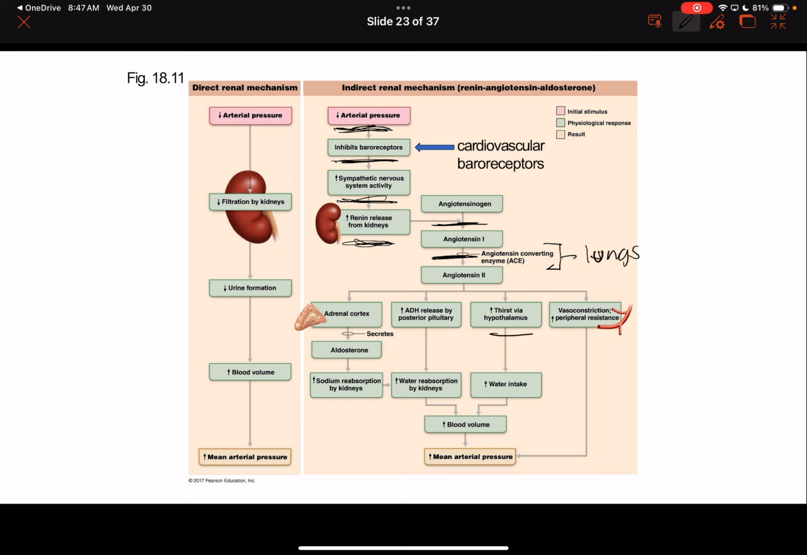We just talked about the thirst mechanism and ADH release, but we'll also have some aldosterone release from the adrenal cortex so that we reabsorb sodium, and sodium and water are closely tied. So anytime we reabsorb sodium, we'll also reabsorb water, which is going to increase blood volume and increase blood pressure. And then remember, through this pathway, we'll also get vasoconstriction to have a temporary increase in blood pressure. But remember, this is a short-term response to help with that blood pressure issue.